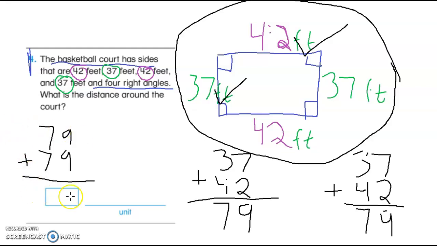Then my answer will plop right into this little spot. I start with my 1's. 9 plus 9 equals 18. Check your doubles. Carry that 1. 7 plus 7, another doubles. 14 plus 1 more makes 15. So my answer is 158.